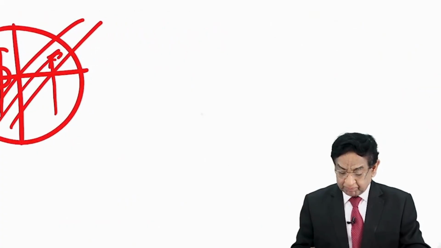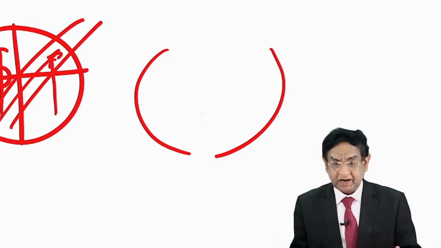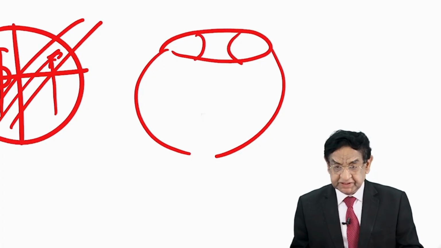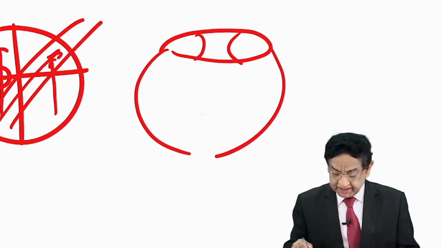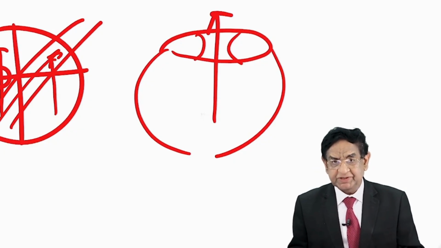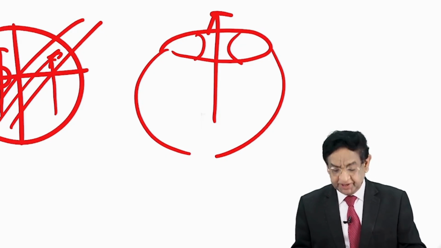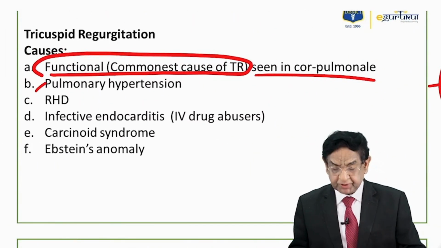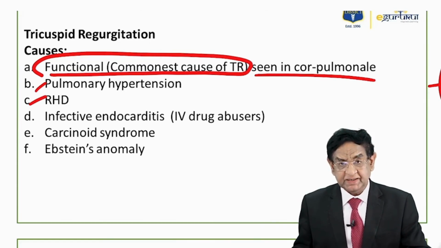So what happened in cor pulmonale? The heart gets enlarged, right atrium and right ventricle get enlarged, and that leads to stretching of the annulus, and that's why these valve cusps are not able to close completely, and a gap is there. That's the reason why the blood can leak from right ventricle to right atrium. Second cause is, it may be there in pulmonary hypertension. Rheumatic heart disease is definitely a very common cause.